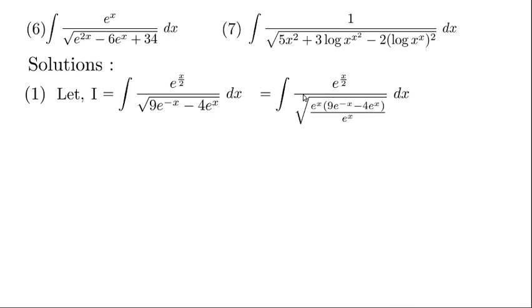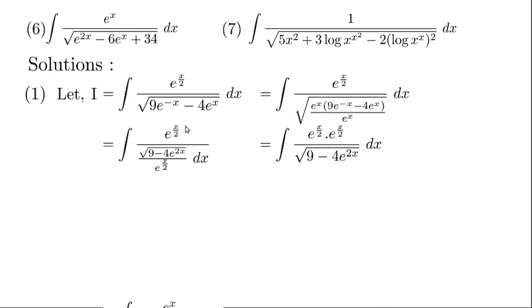So using the square root, I multiply and divide by e raised to x. So next step, I will take the separate square root in the denominator. When you take the separate square root, it becomes root of e raised to x, which becomes e raised to x by 2. And now this e raised to x by 2 goes to the numerator, and it becomes e raised to x. So the problem finally changes to integration of e raised to x upon root of 9 minus 4 times e raised to 2x.